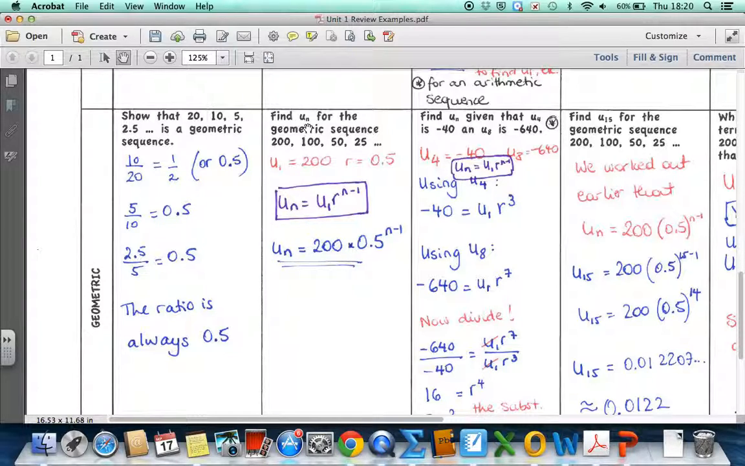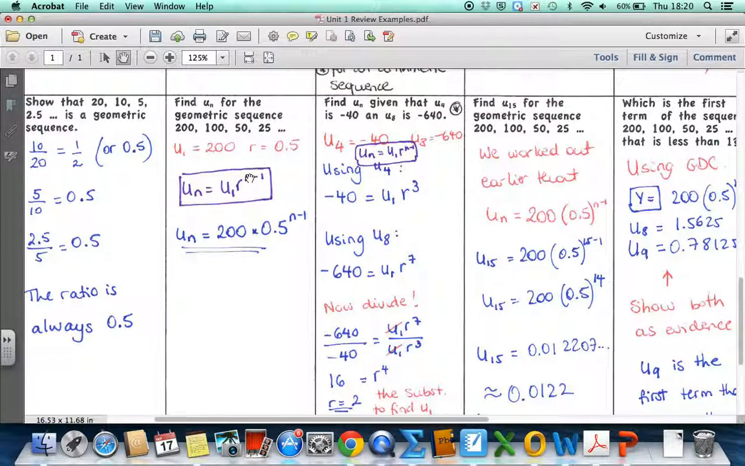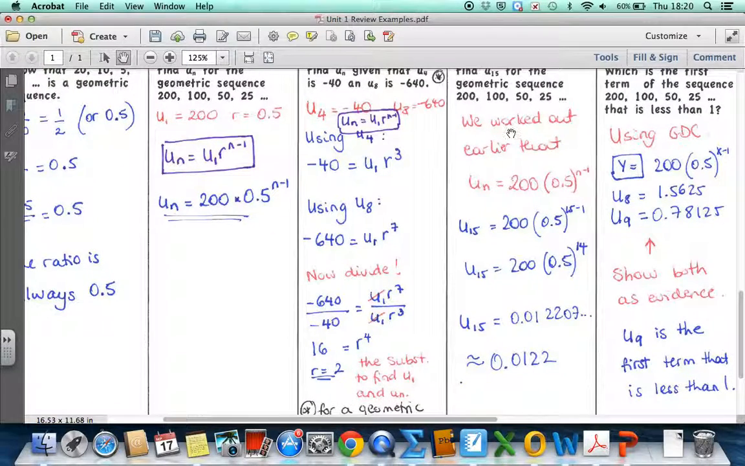They ask us to find UN. So list what you know and put it in the formula. And we get this. Okay. I'm actually going to skip on from here to here because those 2 questions link together, and we'll come back to this one in a moment. So here we found a formula for UN, and they say we'll use that to find U15. Substitute the n with a 15 and solve.